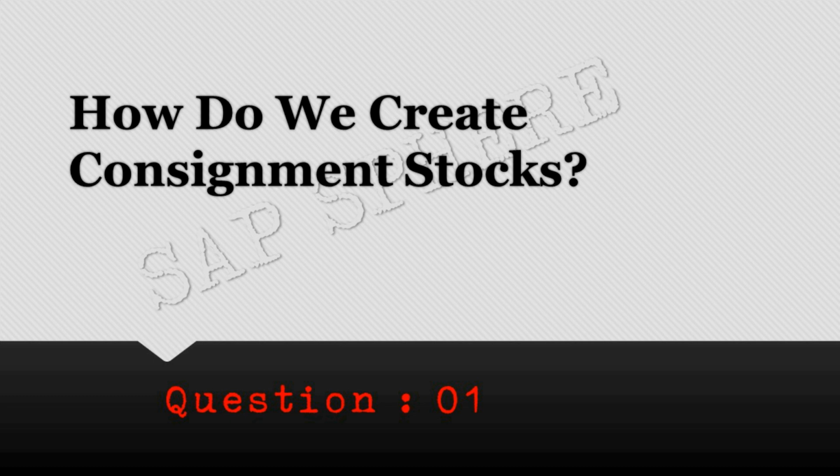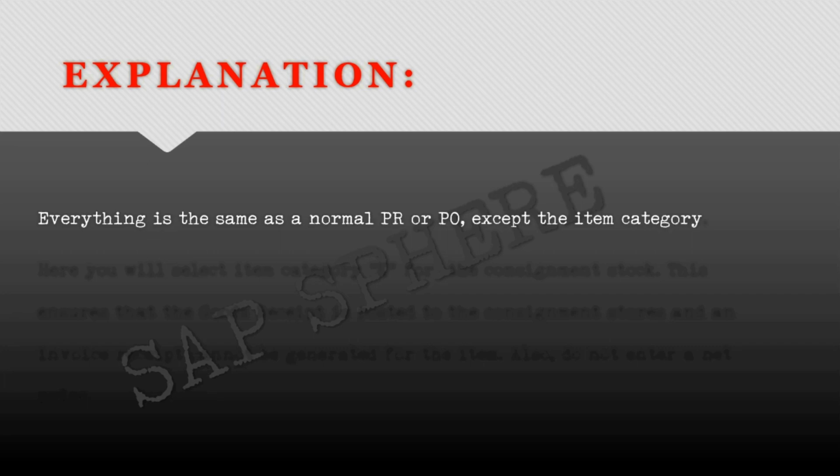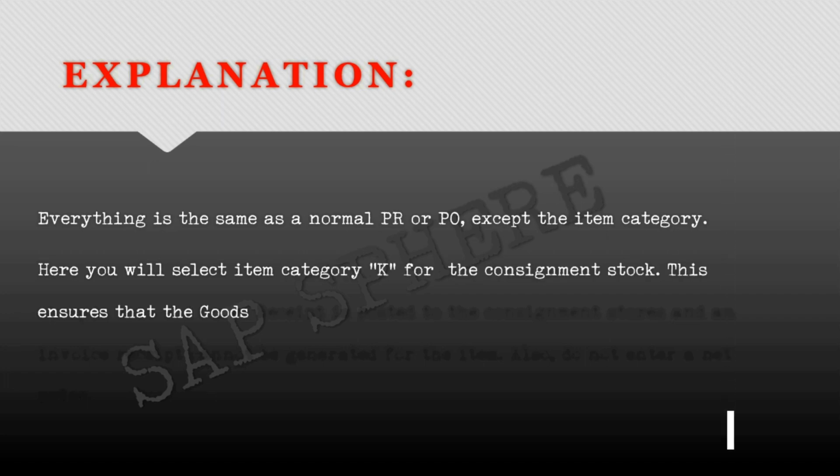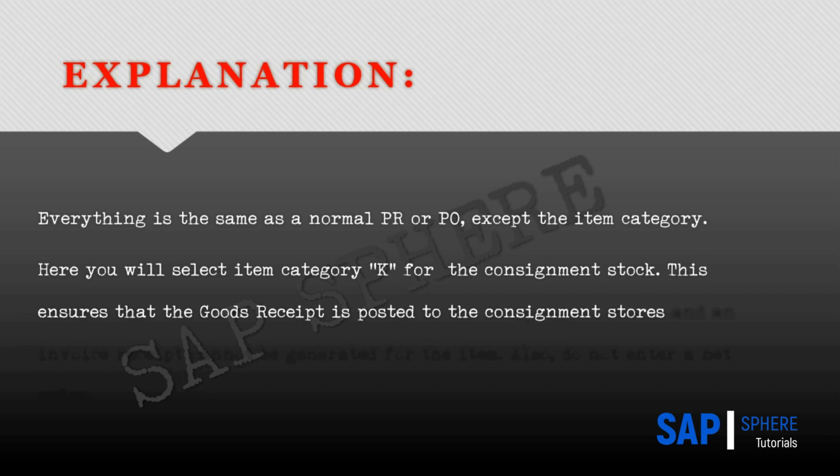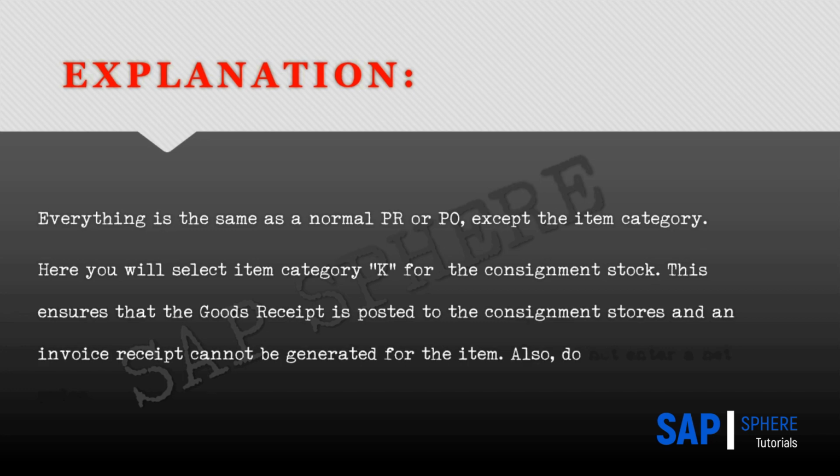How do we create consignment stocks? Everything is the same as a normal PR or PO except the item category. Here you will select item category K for the consignment stocks. This ensures that the goods receipt is posted to the consignment stores and an invoice receipt cannot be generated for the item. Also do not enter a net price.